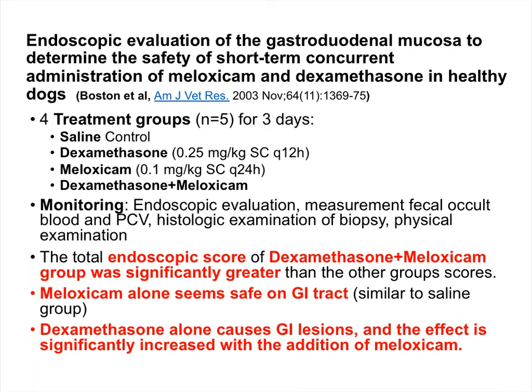And so what they found was that the endoscopic score of dexamethasone and meloxicam together was significantly greater than any of the other group scores. But by itself, meloxicam seemed to be fairly safe on the GI tract, similar to the saline group. And dexamethasone caused GI lesions, and the effect was significantly increased with the addition of meloxicam. So that gets to the point of saying, well, dexamethasone has a problem by itself at this fairly high dose, and meloxicam not so much, but together they seem to magnify each other. So clearly we are looking at a problem when you simultaneously administer these drugs.